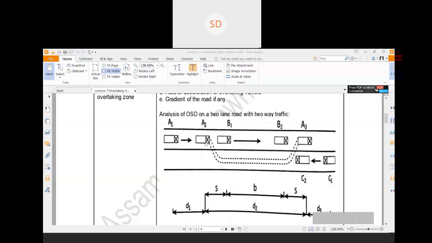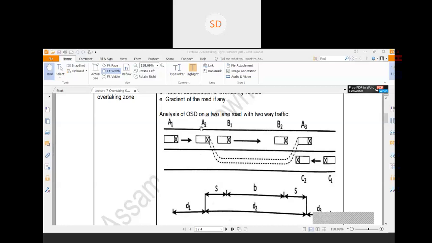After reducing the speed, what will you do? You will look for any opportunity to overtake the vehicle. From this position A2, you will start accelerating your vehicle. Here at A2, your initial speed was v_b. Suppose you are accelerating at a rate of a meter per second squared. You will accelerate, gain some higher speed and again move to your original position. So this is basically the actual overtaking operation.